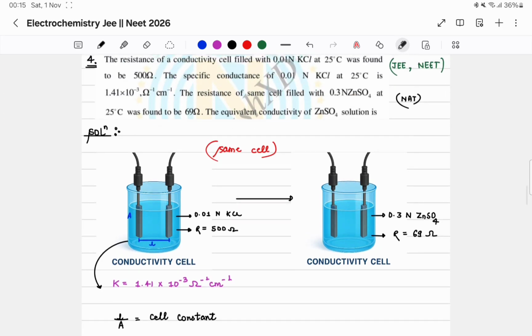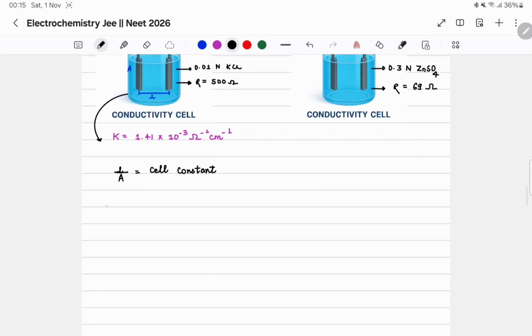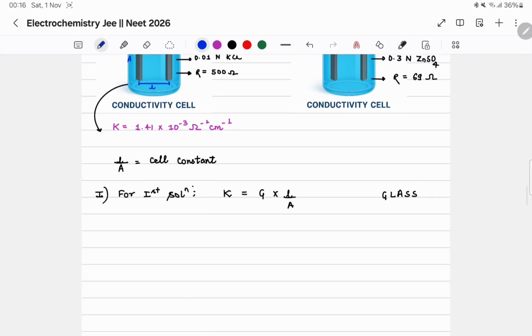So what is our main aim? Let us utilize these values to calculate the cell constant, and the moment we calculate the cell constant, we can easily calculate the equivalent conductivity. Let's see how we can approach this question. The formula I need to utilize for the first solution is kappa equals G L by A. If you generally forget it, remember one word: glass. G first, then L in the numerator, then A in the denominator. It is just a simple trick which will help you.